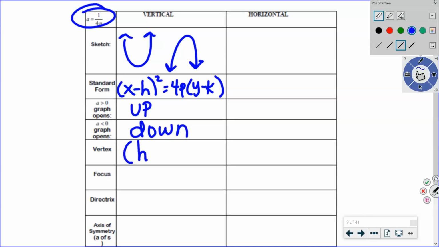Vertex is the h, k, your focus. So remember, based on what we just did, your focus is a vertical move from the vertex. And if it's a vertical move from the vertex, then the h is going to stay the same. You're just going to add or subtract the p-value if it opens up or down.